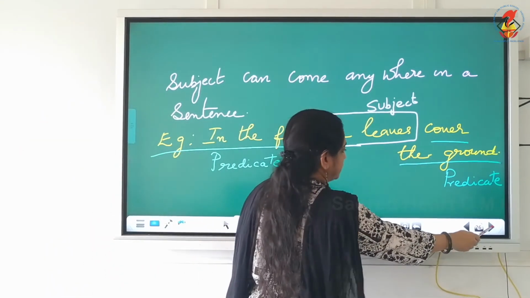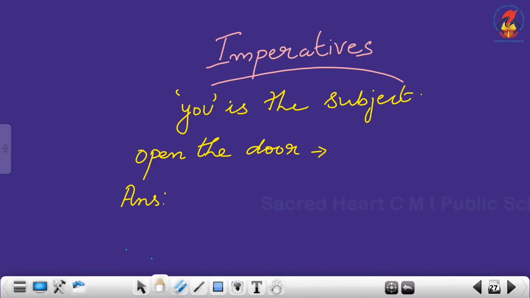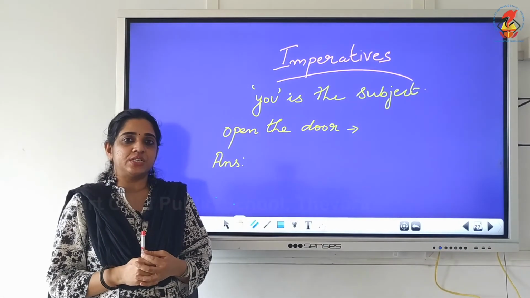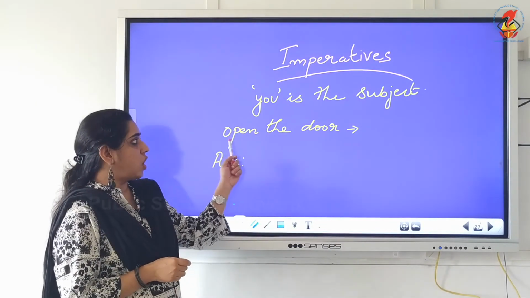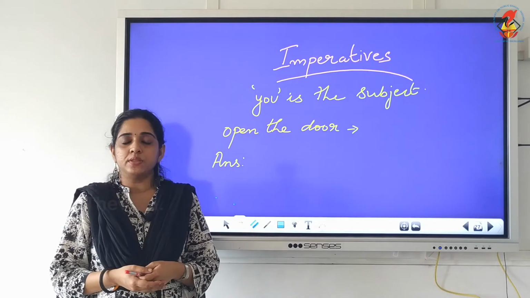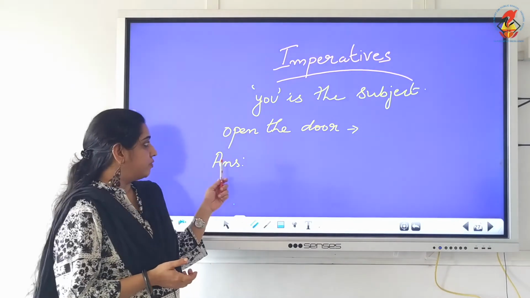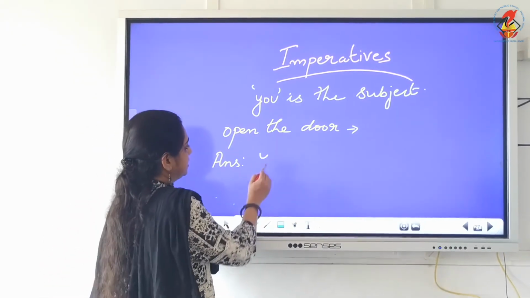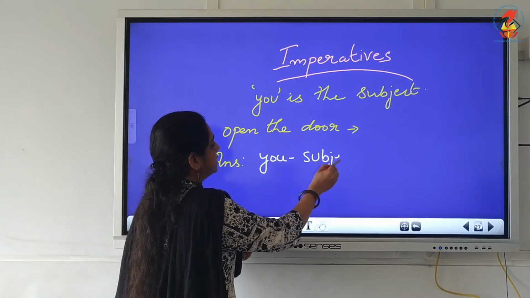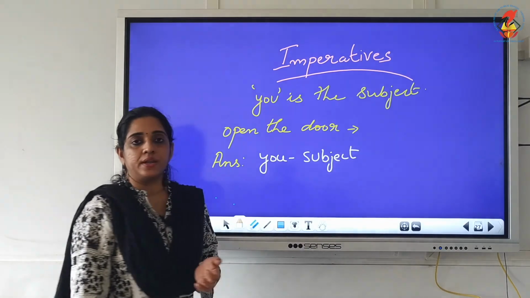Now the next one, imperatives. In imperative sentences, the subject is hidden. You will not be able to see it. The word you is always the subject in imperatives. See, open the door. What is the subject here? Open the door. You will be the subject. The answer is you. You is the subject in this type of sentence, imperatives.